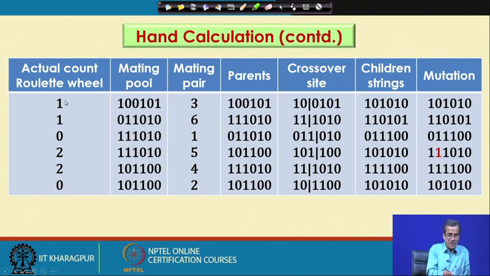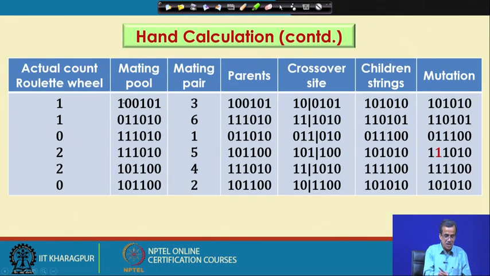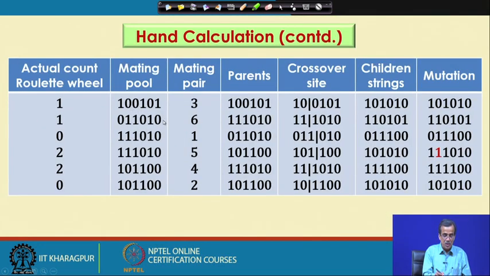Now, the first string, 100101, will be copied only once. The second string, the actual count is 1. The second string, 011010, will be copied only once. The third one is not copied in the mating pool.